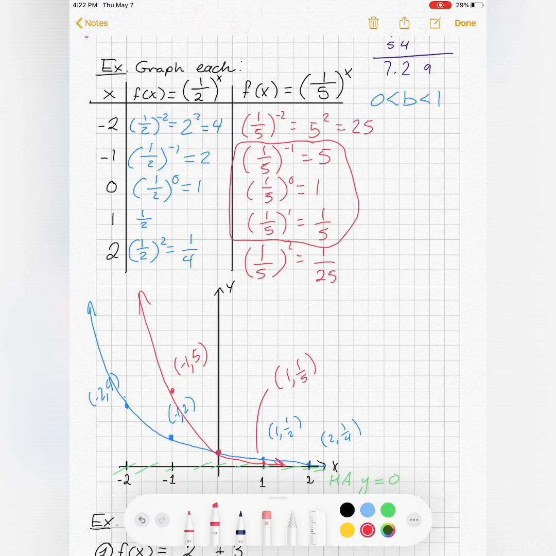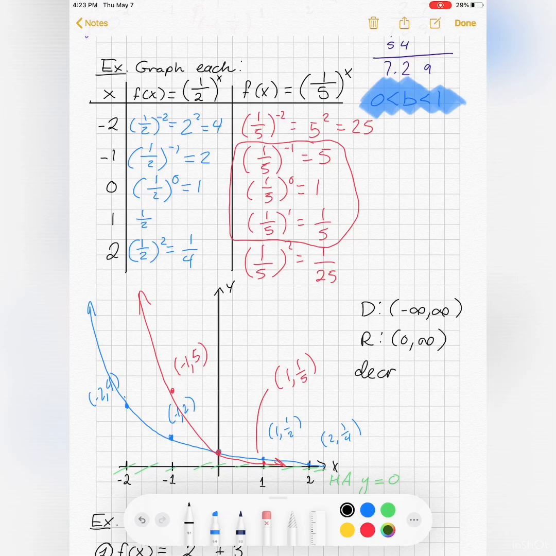So for the functions where the base is in between 0 and 1, I have the same kind of shape as for the bases bigger than 1. The domain is still negative infinity to infinity. The range is 0 to infinity, but these guys are decreasing across the whole domain.